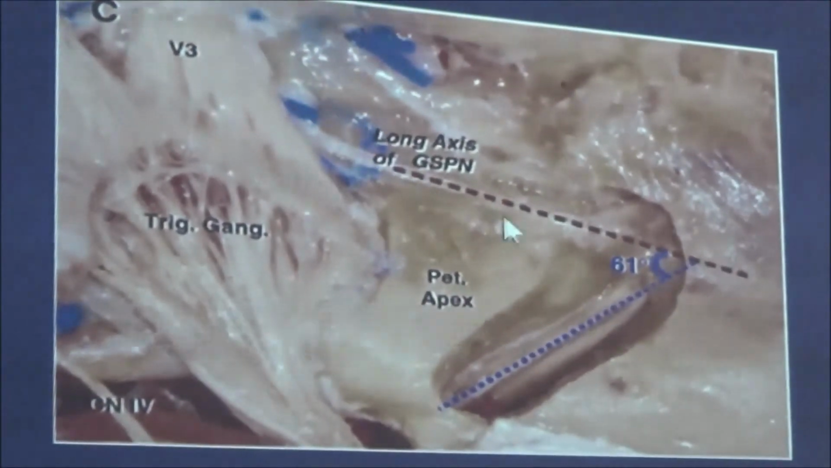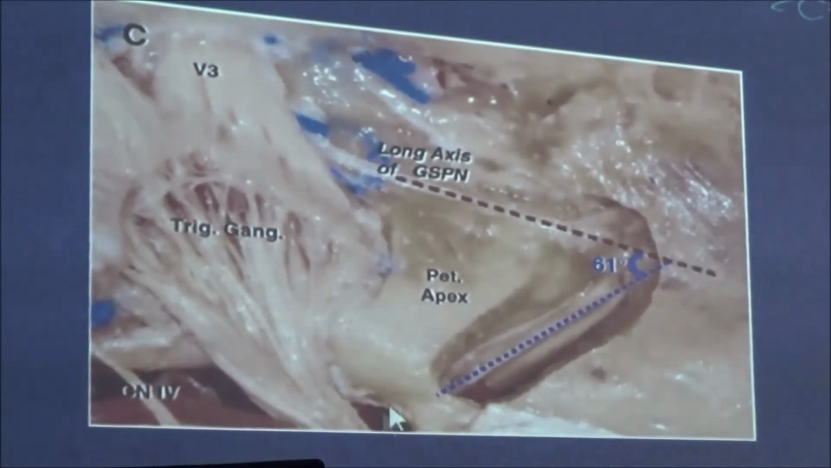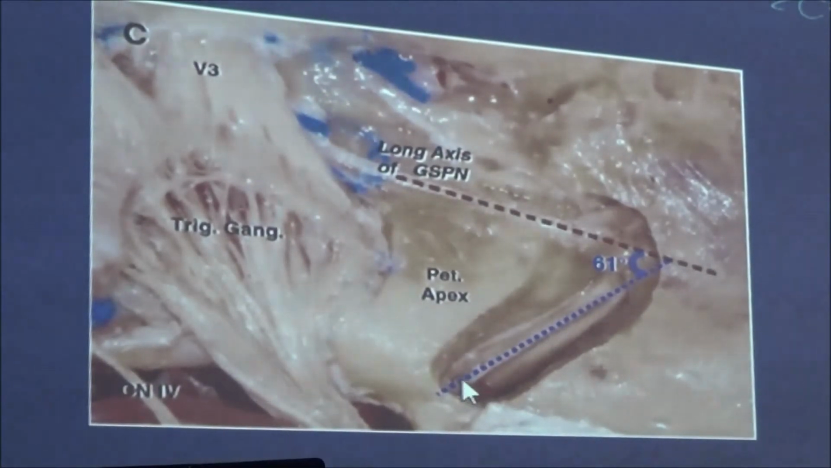And from the Sel article, the long axis of the GSPN and inner meatus, which you approximate by choosing the external meatus as a point of interest. And then there's a 60-degree angle, which is called the cochlear angle, where the cochlea is, and then you're going to drill out the petrous apex.